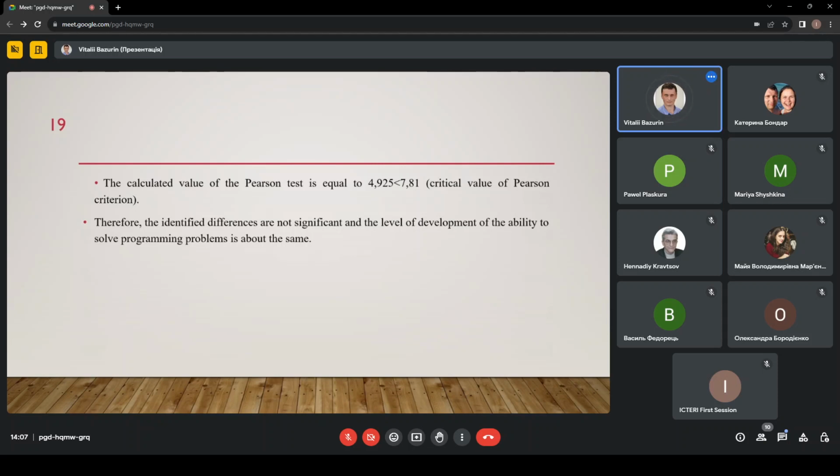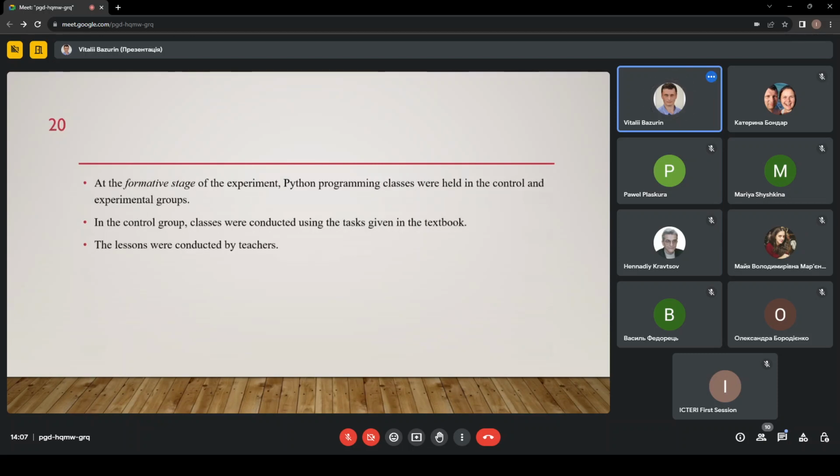about the same. Based on the analysis of the results of the ascertaining experiment, it can be concluded that the level of development of the ability to solve programming problems in the Python language is similar among the pupils of the control and experimental groups. Therefore, it was advisable to conduct the experiment in the control and experimental groups.